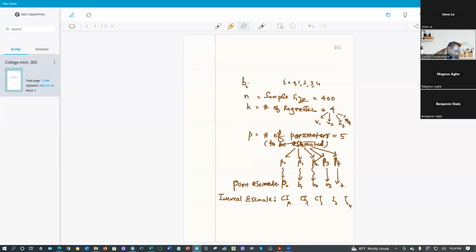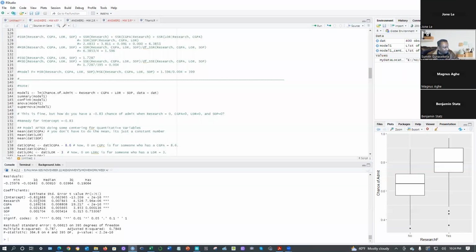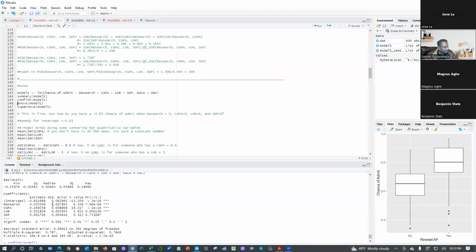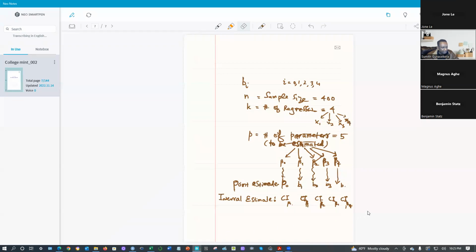CI for beta 1, beta 2, beta 4. They were already given. You see, their confidence intervals are given. You go to the confidence, you'll get that one. Interval estimate. These are point estimates. I'm going to try to explain this one just a little bit. These are given. This is B4.